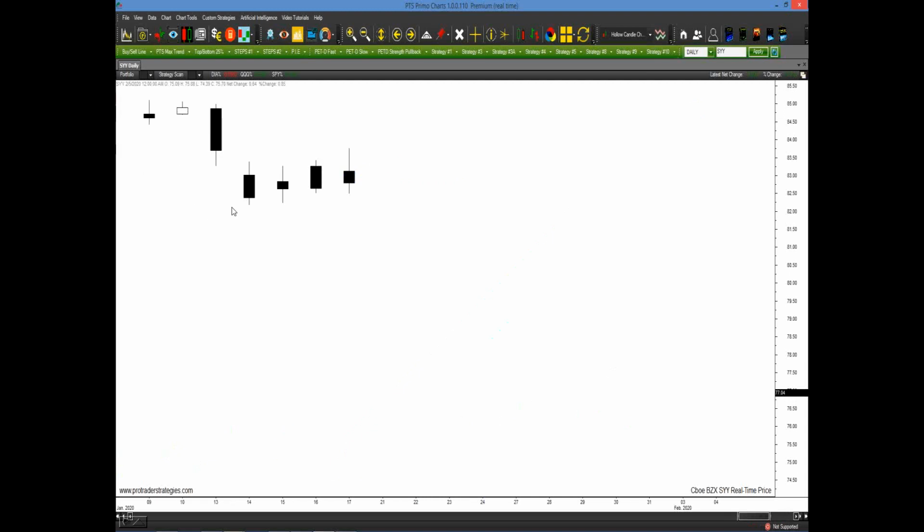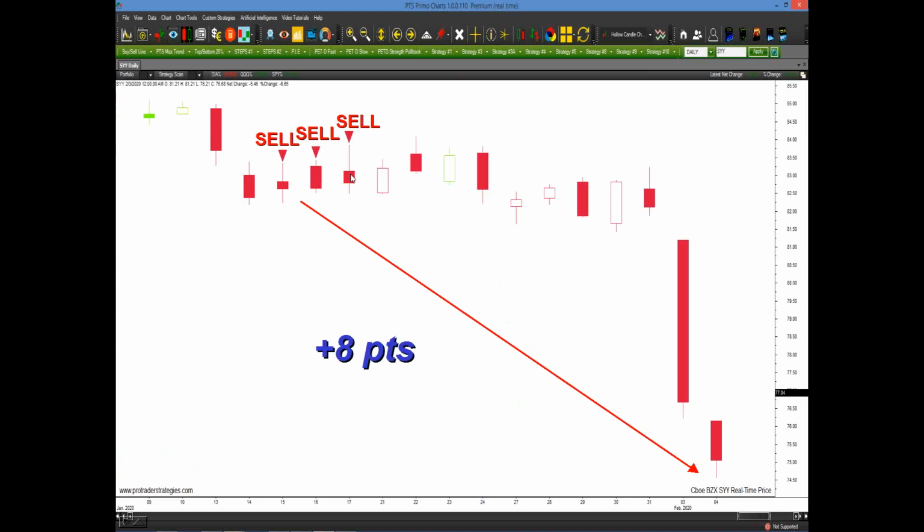SYY, okay, maybe it's made a bottom here, maybe we've got some support, but we apply the PET-D and we see that the last bars have been red. Now we apply the other 2 rules of the strategy, and we see that we have a cluster of sell signals. Now we have 1, 2, 3 sell signals. Not much has happened in the last 3 setups, but ultimately it kicked in, and the stock fell 8 points coming into the beginning of February.